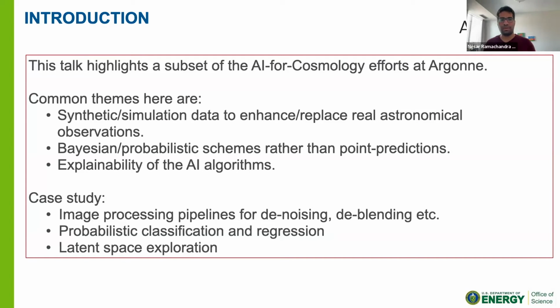Some of the common themes in this talk will be how we use simulation data or synthetic data, and how they can enhance our understanding that comes from astronomical observations. We'll also talk a little bit about Bayesian schemes, probabilistic schemes rather than point predictions. Some of the emphasis will be on explainability or interpretability of AI algorithms and why they are very important for science use cases. And finally, I'll go over a small case study where we'll see some of the image processing pipelines for denoising, source separation, some probabilistic classification, and understanding representation space.